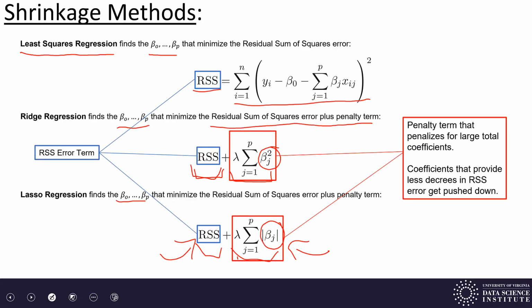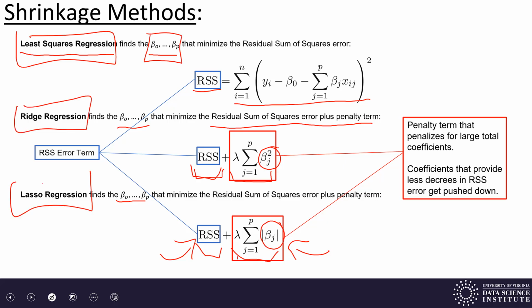One more comment: when you're doing least squares regression, you can solve for these coefficients explicitly. When you're doing either ridge regression or lasso regression, these shrinkage methods, you can't in general find the coefficients explicitly. There has to be an iterative search that will solve for them.